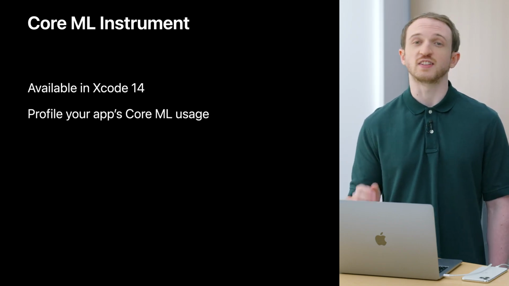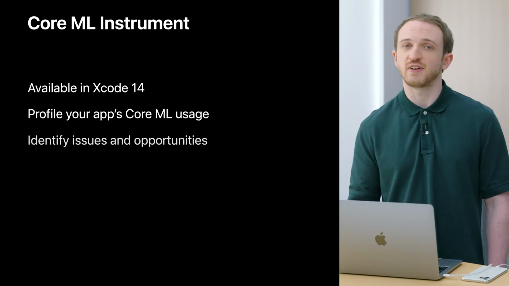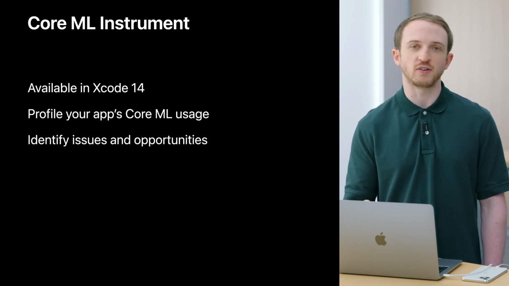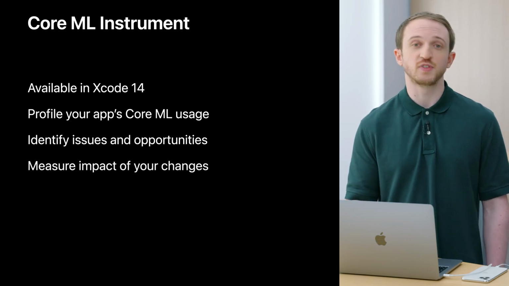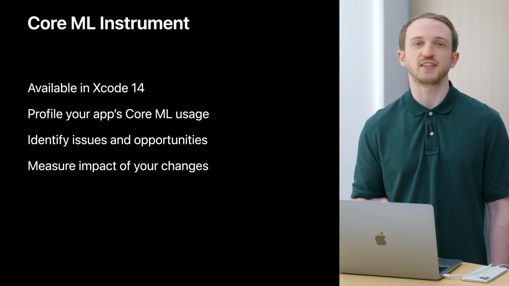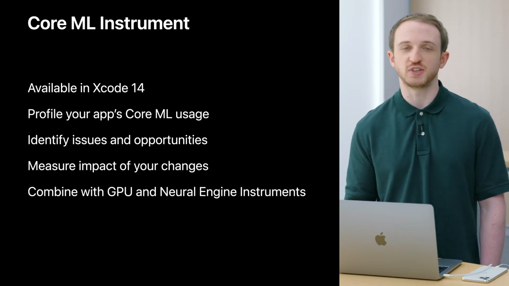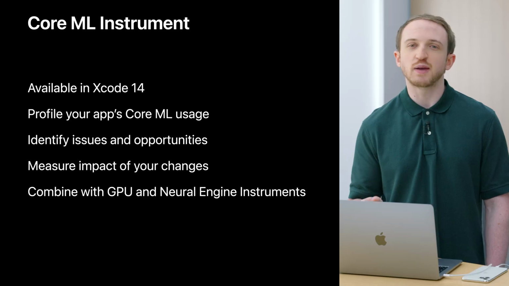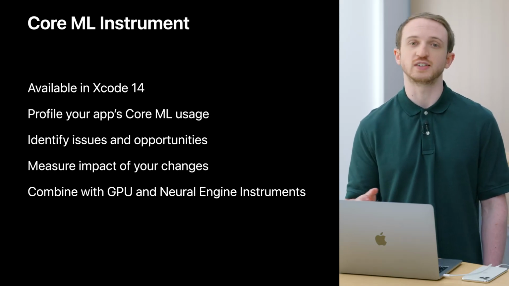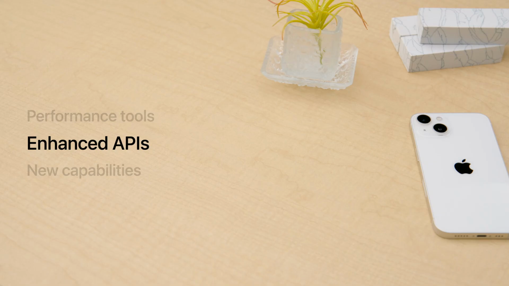To recap, I used the CoreML instrument in Xcode 14 to learn about my model's performance when running live in my app. I then identified an issue in which I was too frequently reloading my model. I fixed the issue in my code, reprofiled the application, and verified that the issue had been fixed. I was also able to combine the CoreML, GPU, and new neural engine instrument to get more details on how my model was actually run on different compute units. That was an overview of the new tools to help you understand performance. Next, I'll go over some enhanced APIs that can help optimize that performance.